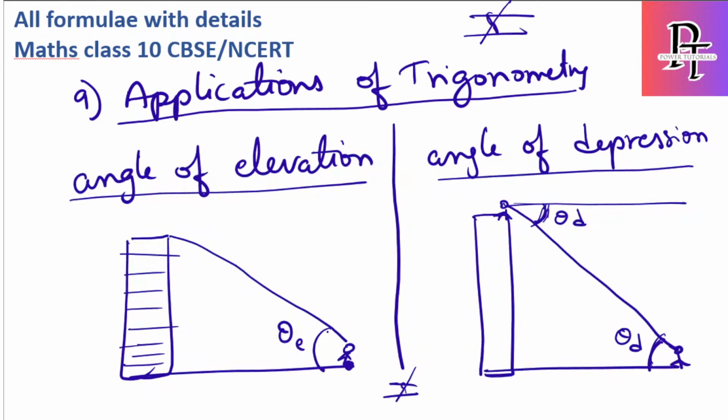Okay, then we started chapter 9, which is applications of trigonometry. In applications of trigonometry, the application which we have in the 10th class is only heights and distances. For this we have 2 concepts, angle of elevation and angle of depression. Angle of elevation means the angle from bottom to top, whereas angle of depression means from top to bottom, but it's not like this is the angle. The angle with respect to the horizontal line is the angle of depression. So using the alternate angles concept between 2 parallel lines, if this is theta d, then this is also theta d.